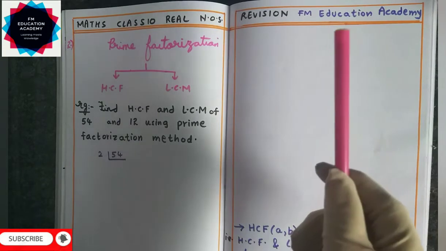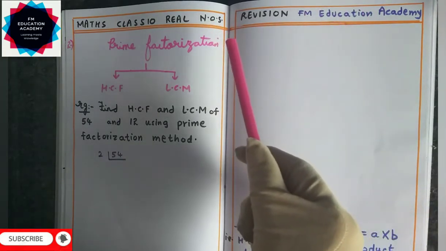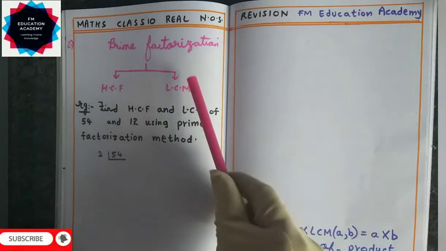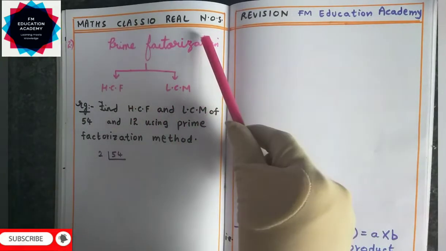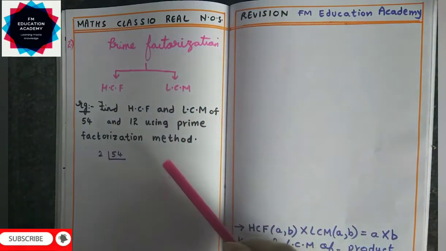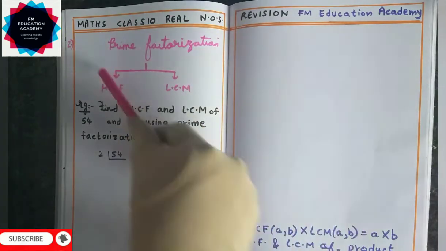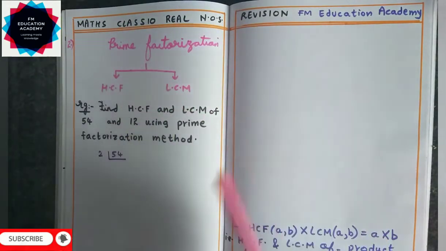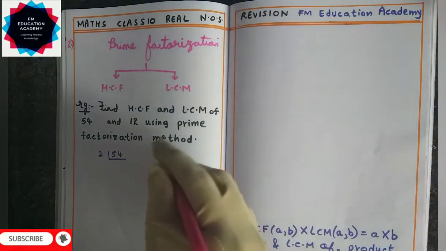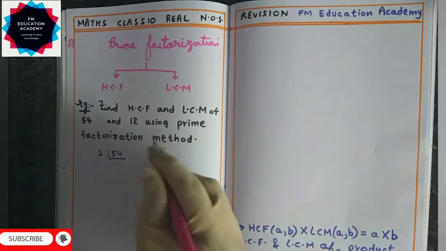Only. If the examiner asks you to find the HCF by prime factorization, then use prime factorization to solve for the HCF. But the LCM you can only solve by prime factorization according to your 10th standard syllabus. So let us solve an example to see how to find the HCF and LCM using the prime factorization method. The question is: find the HCF and LCM of 54 and 12 using the prime factorization method.